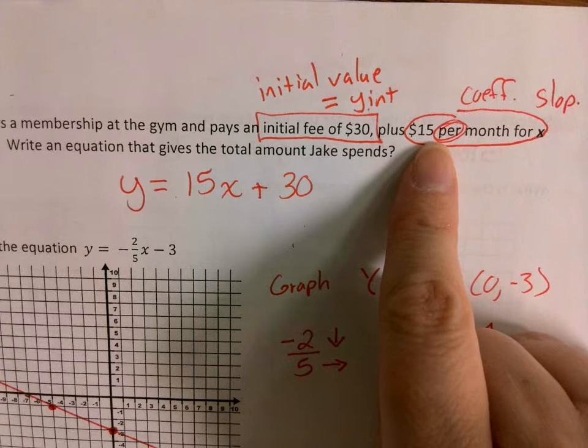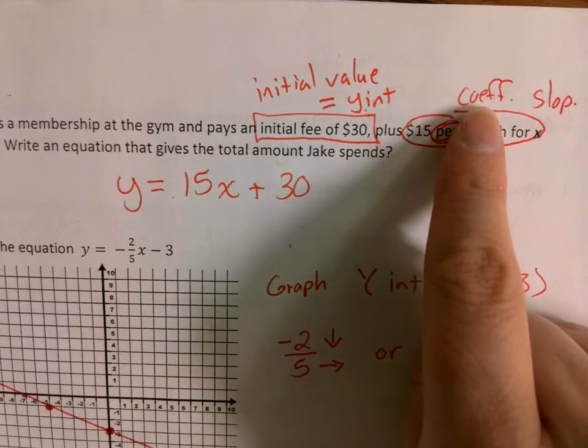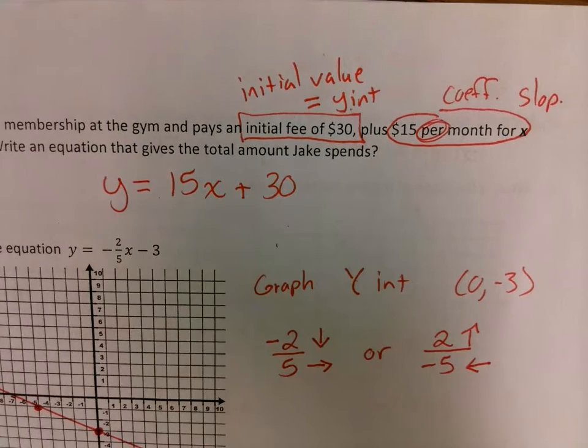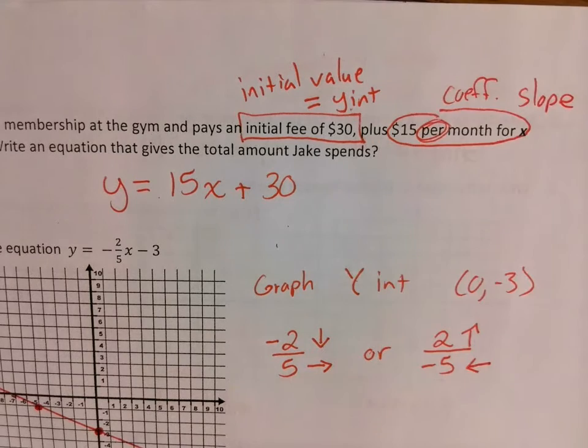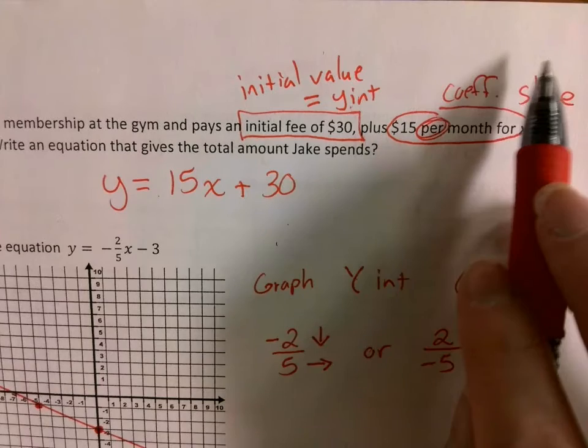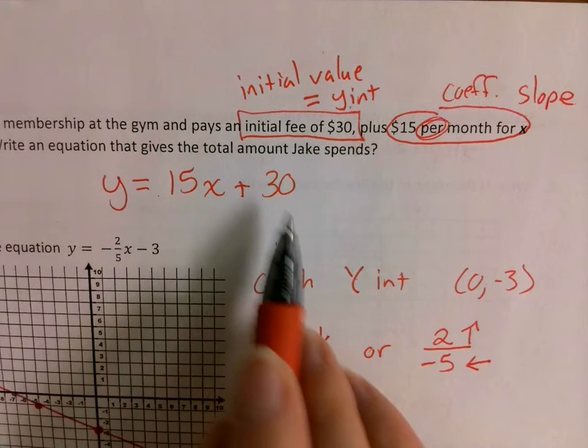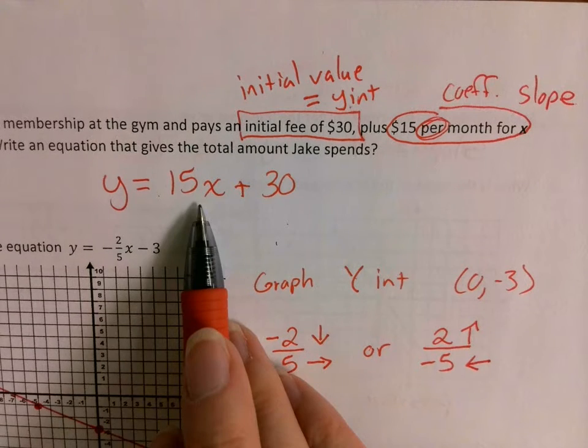When you see that word per, that means coefficient. Coefficient is your slope, and apparently I forgot the E on the end. Okay, so the coefficient is how you create your slope. So $15 would be the slope. So our equation in slope-intercept form is y equals 15x plus 30.